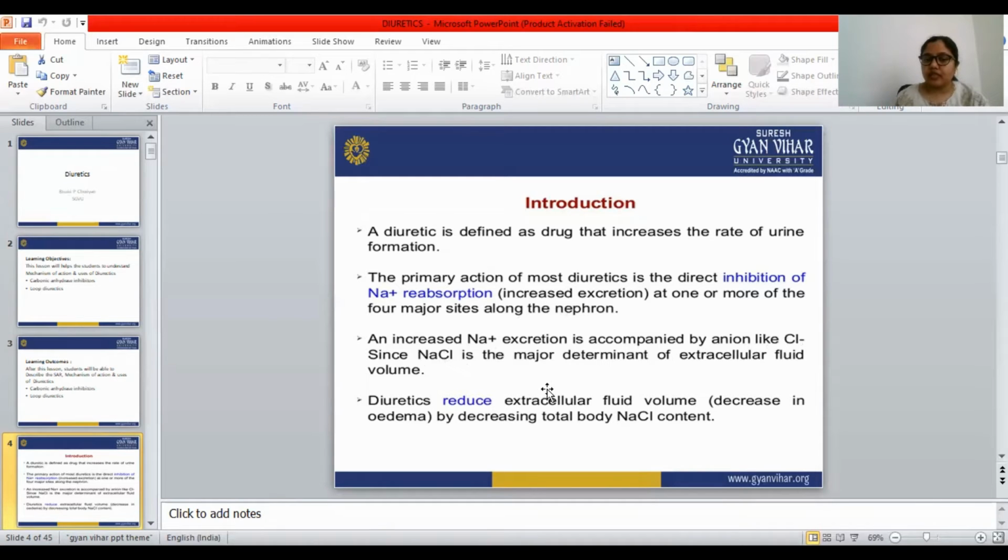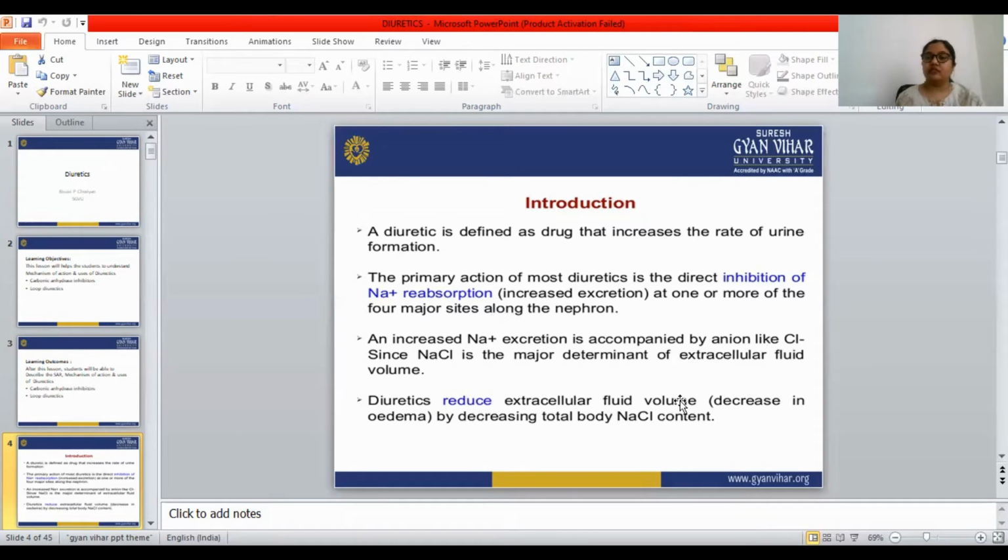Diuretics reduce the extracellular fluid volume by decreasing total body NaCl content. So what do diuretics do? Because sodium is excreted with chloride, the NaCl content of the body is decreased, and the extracellular fluid volume decreases as well.